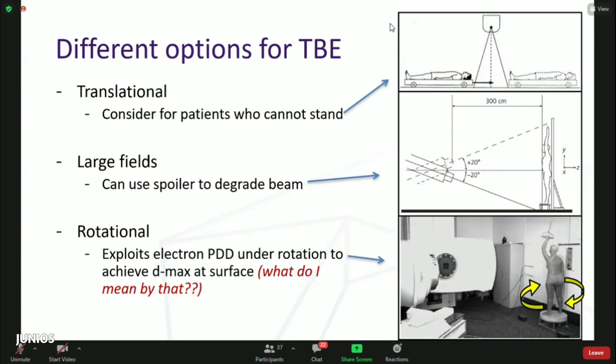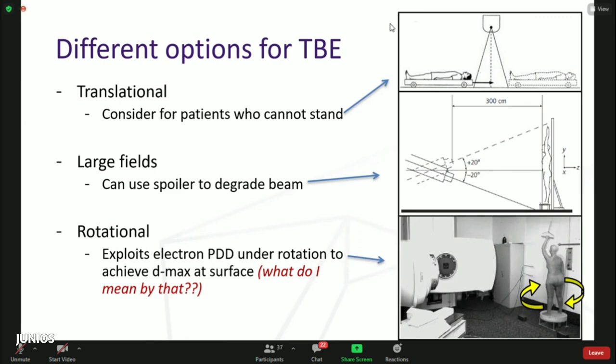There are different options. There's a translational option where, especially if you've got a patient who cannot stand, you can slide them underneath a static beam. There are large static field options where you can use a spoiler to degrade the beam. So a patient stands behind a screen and you can beam an upper field and a lower field to cover the whole body. Or there's a rotational option. So that's the photo down the bottom where a patient stands on a platform that actually rotates while that beam is going. And this technique is quite nice because it exploits the electron activity under a rotation in order to achieve Dmax at the surface.